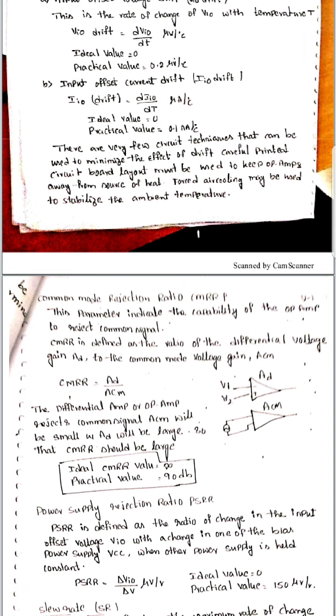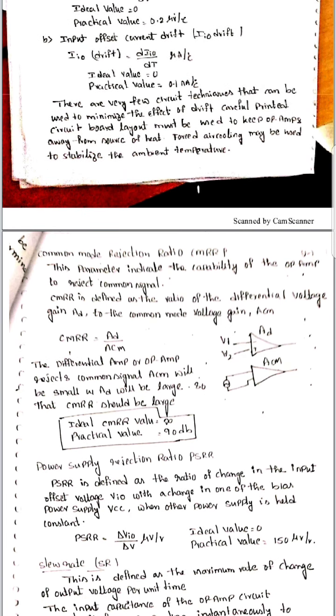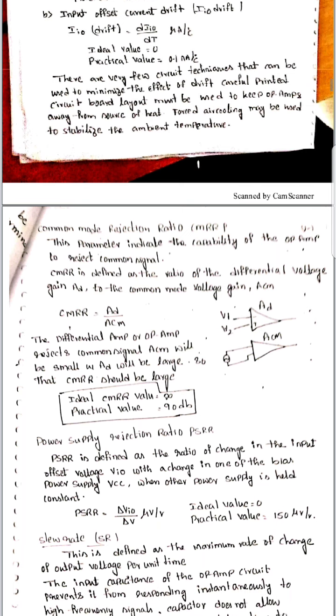Input offset current drift. IIO drift is equal to dIIO divided by dT, that is in nanoamps per degree centigrade. Ideal value is equal to 0, practical value is equal to 0.1 nanoampere per degree centigrade.